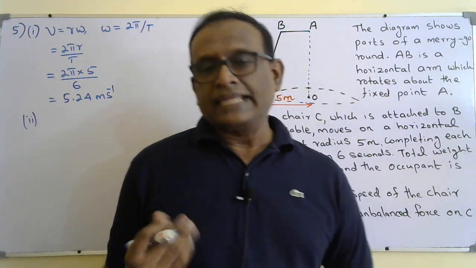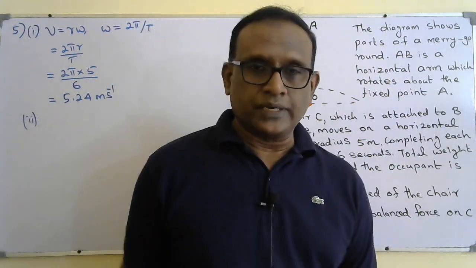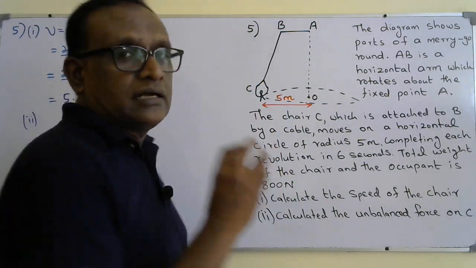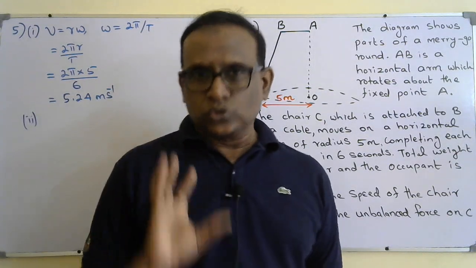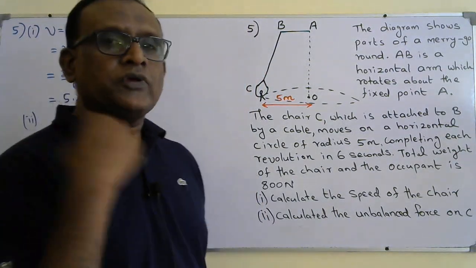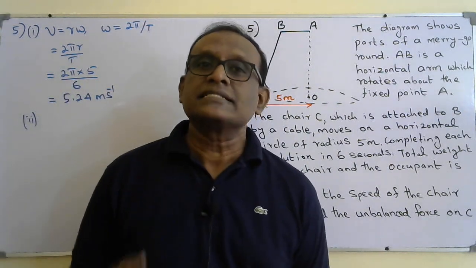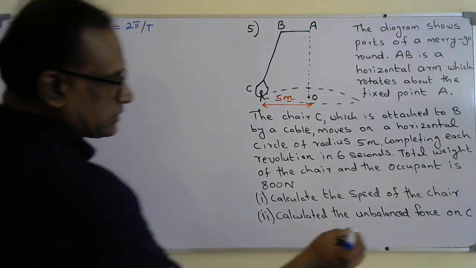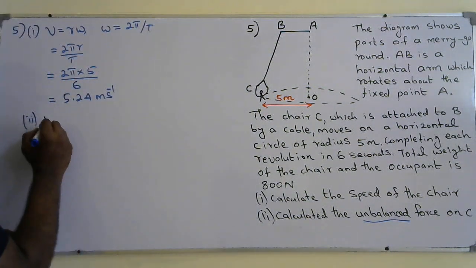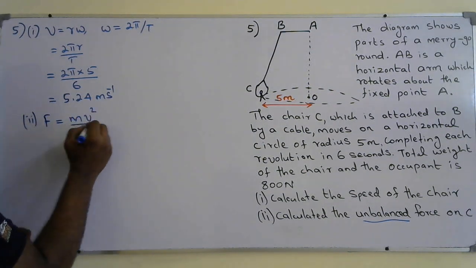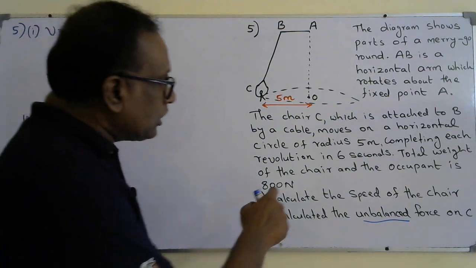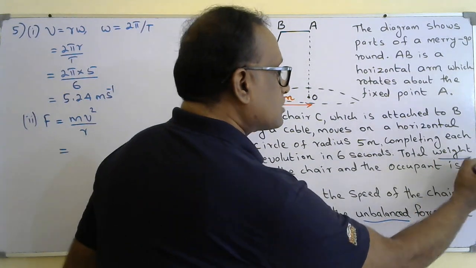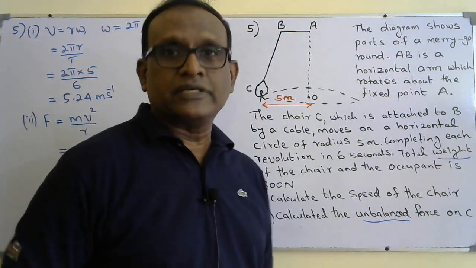For the second part, we don't need to draw a free body force diagram for the first two parts. Later we'll draw it for the other two parts. The second part: calculate the unbalanced force on C. C is the occupant and the chair together as one object. Because it's moving on a circular path, unbalanced force means the centripetal force, which acts towards the center. So F equals mv squared over r. The mass is not given; the total weight is given as 800 newtons. It's a weight, not the mass, so we need to divide by 9.81 to get the mass.